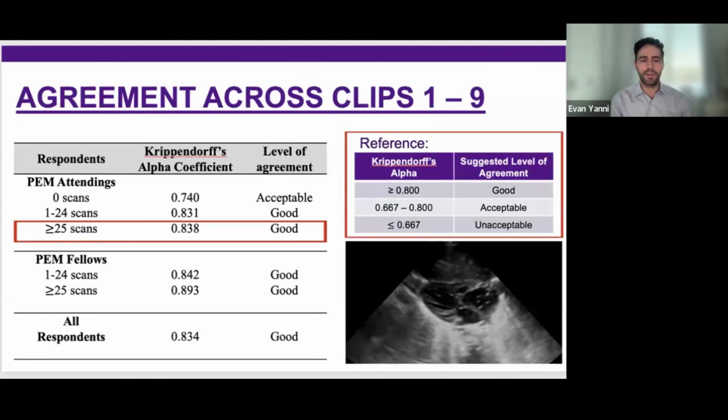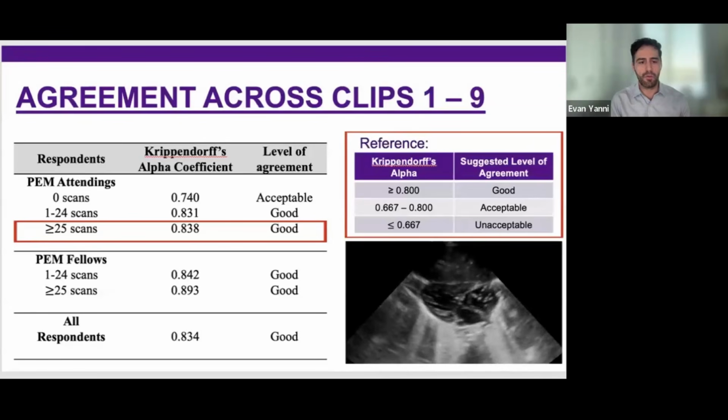So here, this table highlights the agreement across the first clips 1 through 9. In these clips, of note, wall motion does correspond with valve motion. So we can see that our primary subgroup meets good agreement. Even the attendings with 0 scans had acceptable agreement. The video on screen right displays an example. As you can see, both the walls and the valves appear to be completely static in this clip.